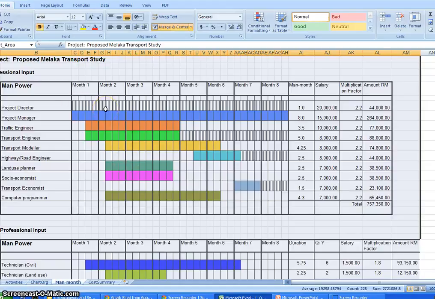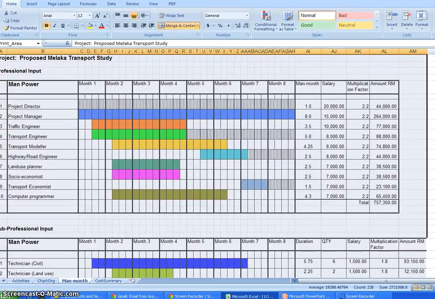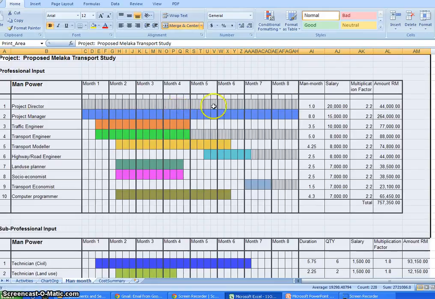For the project director, because he is the director of the company, he just comes for the meeting, and also negotiates with the client. So the man-month input is only 1 month for the whole duration of the project. For the 8 months of project, only 1 month. And the project manager, because he is in charge of the overall project, has to be full time in the project. And we have a traffic engineer, so only for the beginning, and a transport engineer for the beginning, and maybe occasionally at the end of the project. So you can see this is the man-month input, 1 month, 8 months for the project manager, and traffic engineer 3.5, and this is the salary per month.